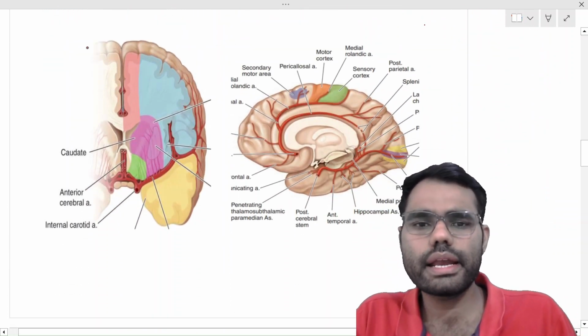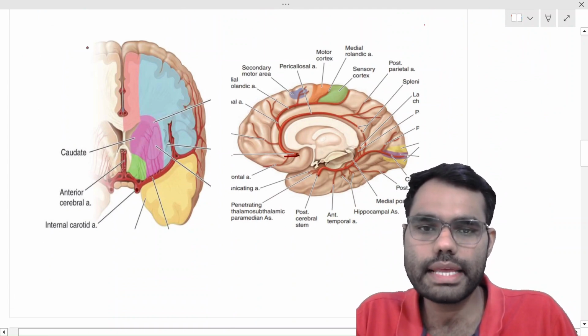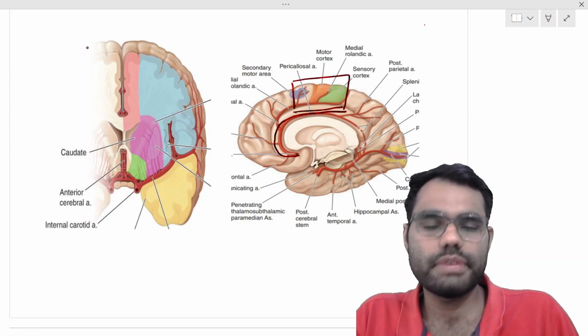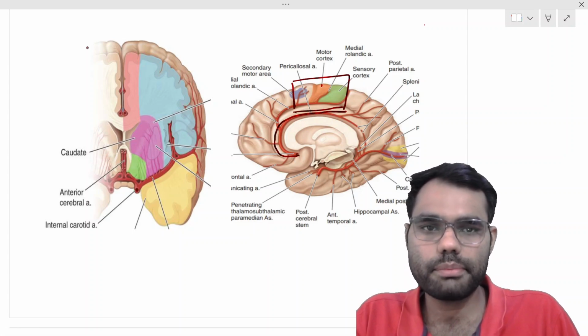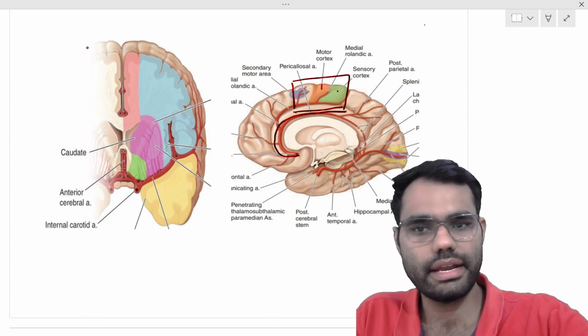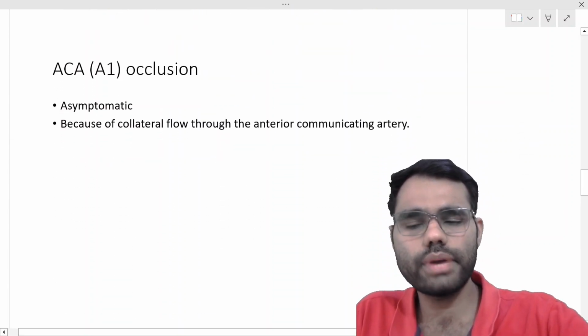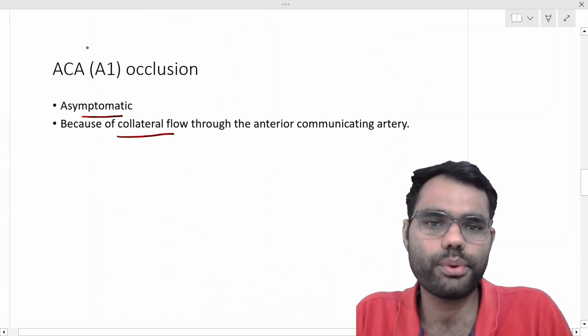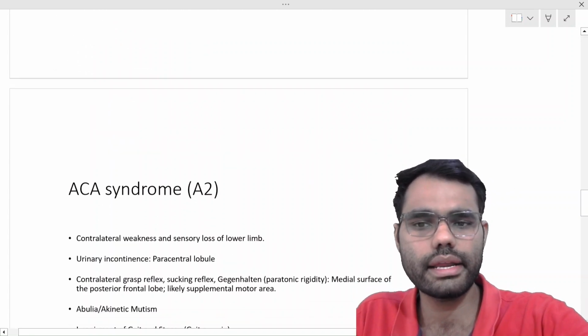Now again looking at this diagram, this is our anterior cerebral artery and this is how it is supplying the medial surface of the frontal lobe, which is the paracentral lobule, the motor part and the sensory part, and will cause the symptoms as we discussed in the previous slide, right? So A1 occlusion we have already discussed. The patient would be asymptomatic. Why? Because of collateral flow through the anterior communicating artery.